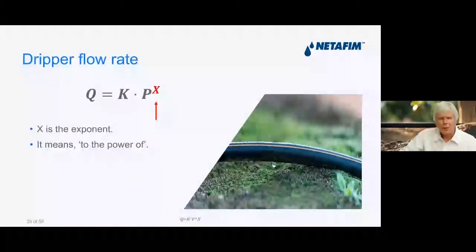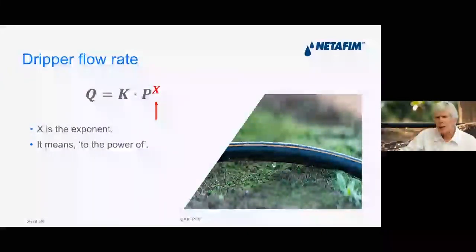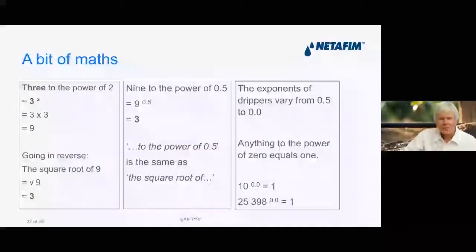Now, let's take the exponent. The exponent means to the power of. Just do a bit of maths here just to put things in basic terms. Going in the box on the left there, in the top left, 3 to the power of 2 is written as 3 with a little 2 up in the top of it. So that means 3 times 3 equals 9. And then when we go in reverse, the square root of 9 is that little V sign next to the 9, and that equals 3.